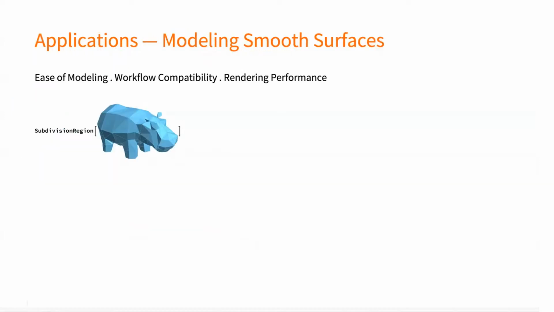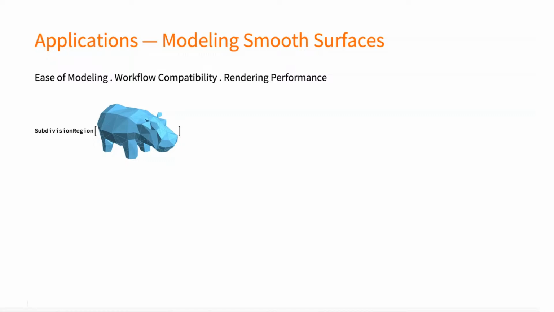Okay, now I'll cover a few applications of subdivision surfaces. The first here is also the most common, which is modeling smooth surfaces. This is very common in the entertainment industry, such as in movies or in games or even animations. Whenever an artist needs to model a smooth surface, they'll usually turn towards subdivision. This is for a few reasons.